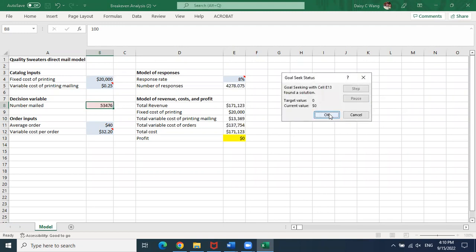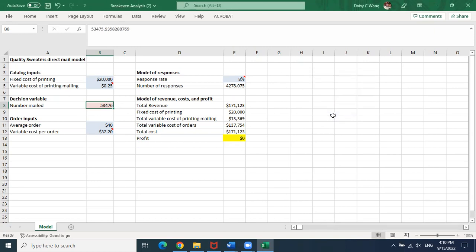So you see how it runs. This is how many catalogs we need to print. If we print this many, and the response rate is 8%, then we'll have the break-even point, with 0 profit. So that's that for today.